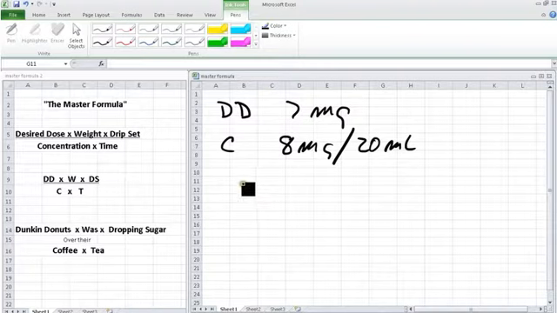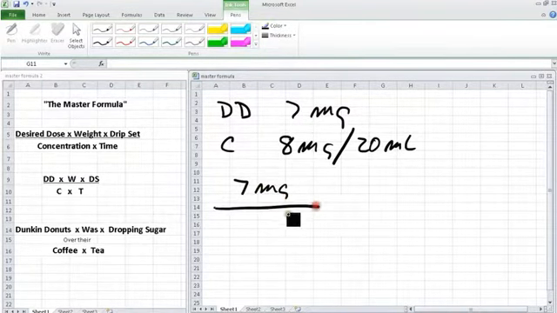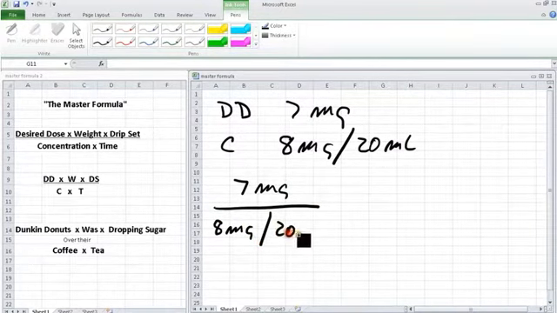And we go to the formula. Desired dose, 7 milligrams, over 8 milligrams in 20 mLs. Just in looking at this, the vial has 8 milligrams and you want to give 7 of it, so you're giving almost the entire vial. So our final answer should be very close to the 20 mLs. But let's continue.